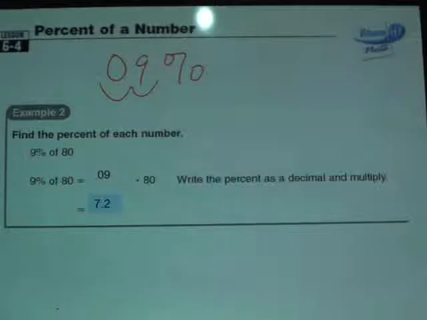Obviously, as you figured, these are great calculator questions, and that's probably exactly what you're doing, and that's absolutely fine.